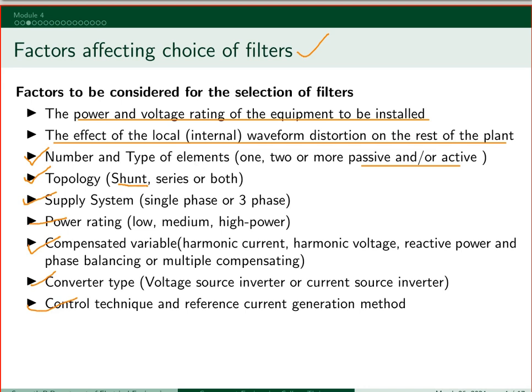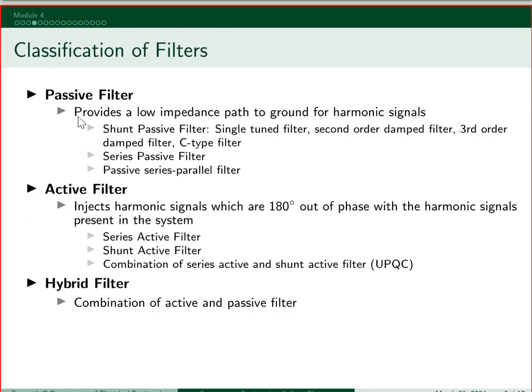And the most common or the basic type of filter is the passive filter, and then you're going for the active filter as well as the hybrid filter, and the filter becomes more complicated and more control has to be done. Now the passive filter basically provides a low impedance path for the harmonic signals, and you have two types of passive filters. One is a shunt passive filter, and then you have the series passive filter, and you have a combination of series and shunt together.